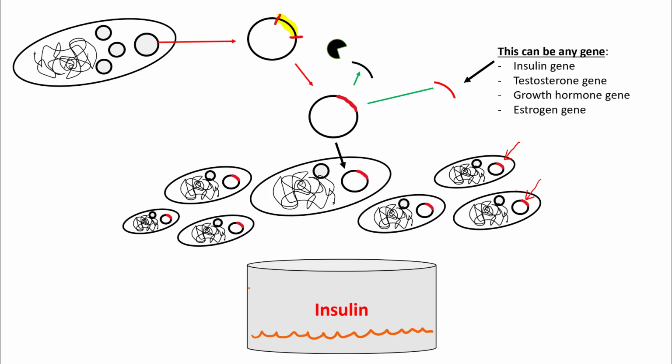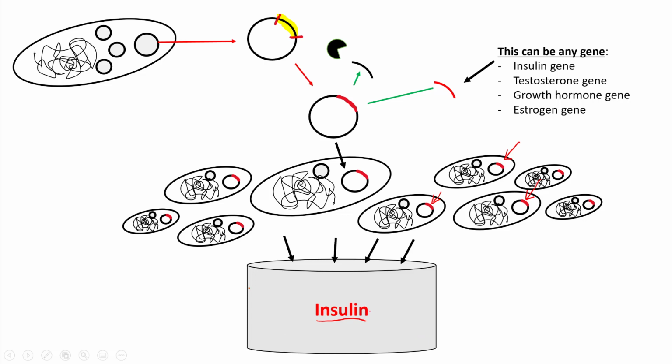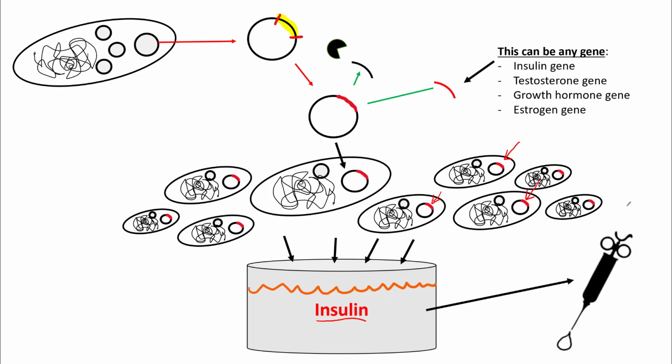So every single one of these bacteria contain the gene for, let's say this is insulin. Every one of these has the insulin gene inside it. So all of these bacteria will produce insulin. And they produce it very quickly. And if you have a lot of something, the price of it will go down. Supply and demand. So this insulin in this vial, it's going to be cheaper.